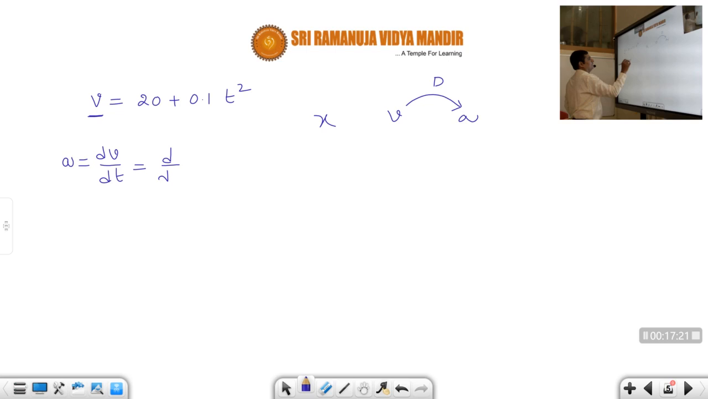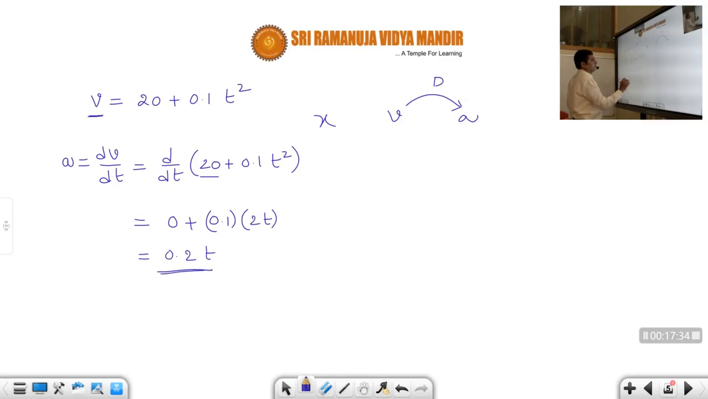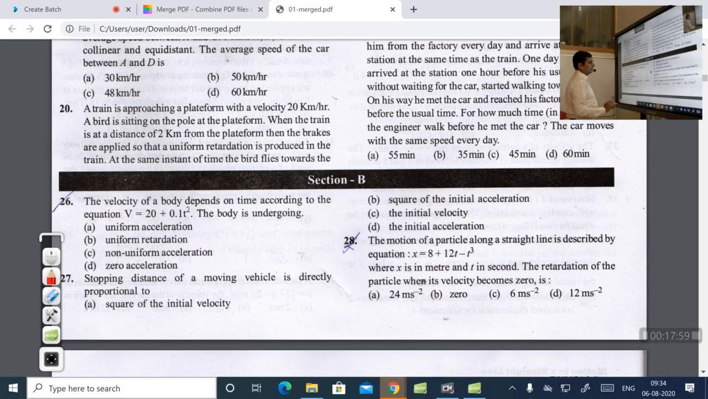So that is equal to d by dt of 20 plus 0.1 times t square. So d by dt of a constant is 0, plus 0.1 times t square gives 2t. So that means 0.2 times t. So now acceleration is equal to 0.2 times t, which means as you substitute time equal to 0, 1, 2, 3 and time increases, acceleration also will increase. Will it decrease students? No. And time always starts from 0, because time cannot be negative, so acceleration cannot be negative. So here it is an increasing acceleration.